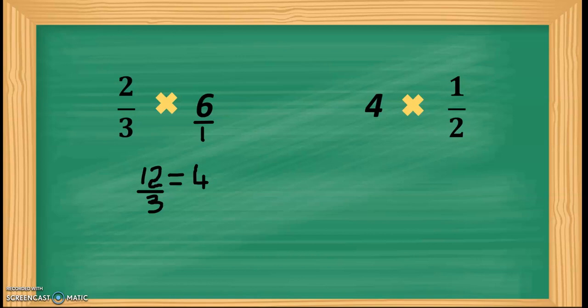For the next example, we have 4 being multiplied by a half. We're going to put the 4 over 1 and go ahead and multiply. Now 4 times 1 is 4, and 2 times 1 is 2. Again, we're going to change this improper fraction and we'll end up with 2 because 2 goes into 4 2 times. There's no remainder, hence we have a whole number as our answer.